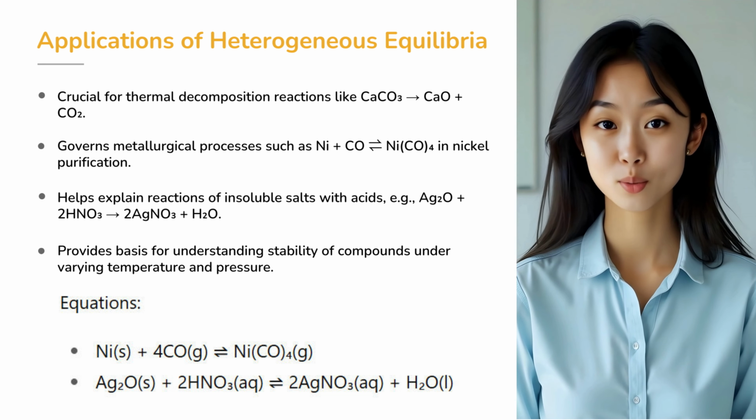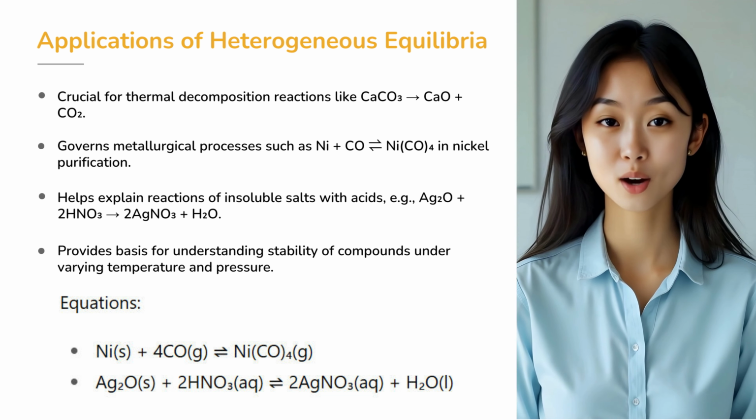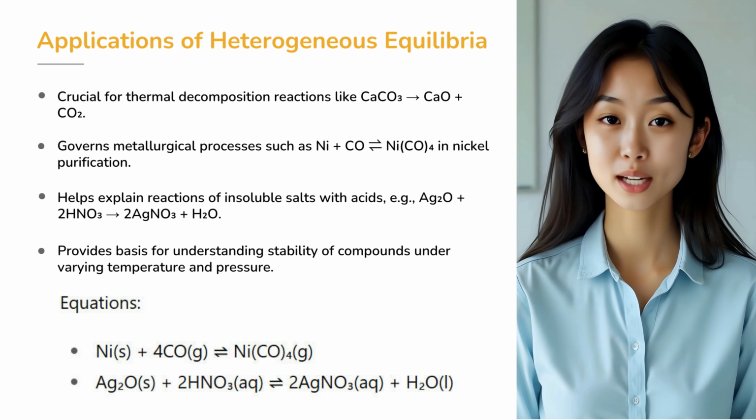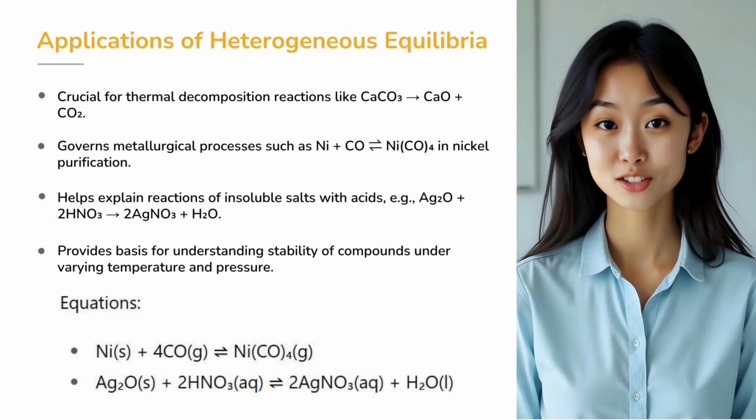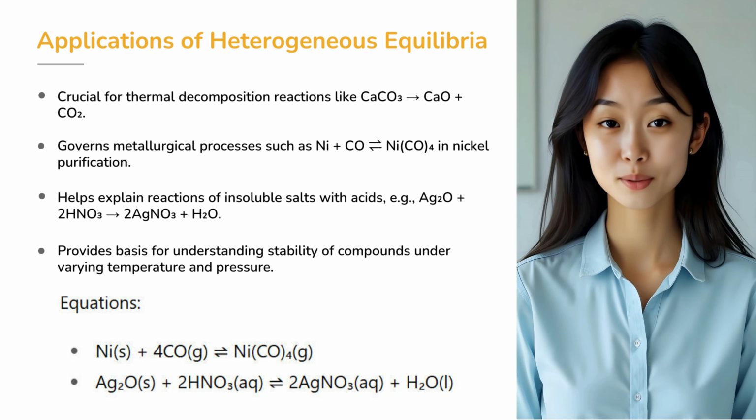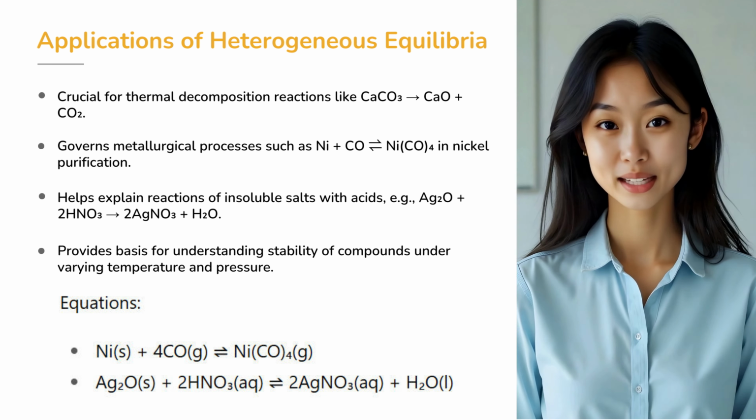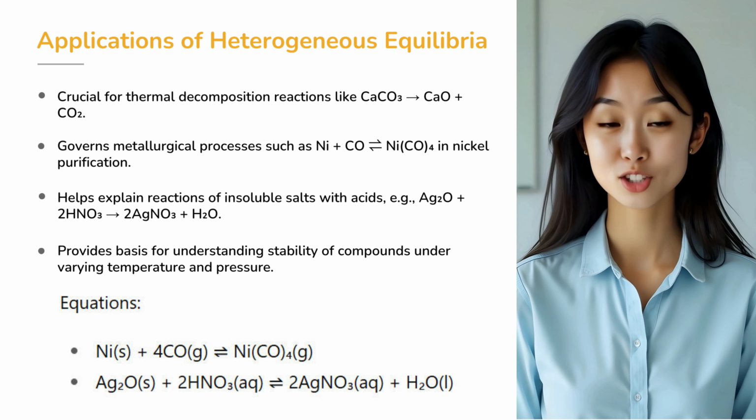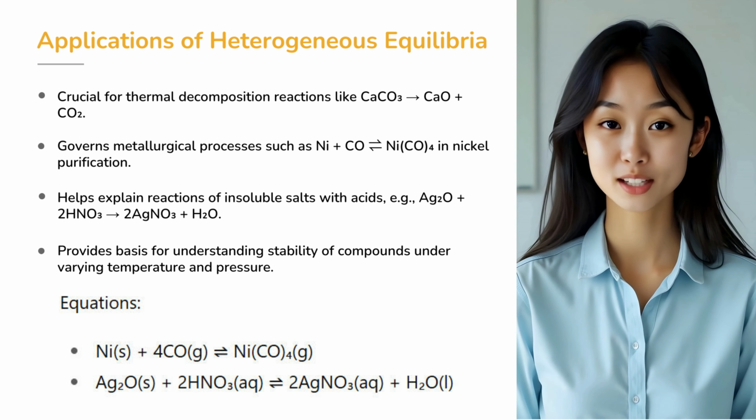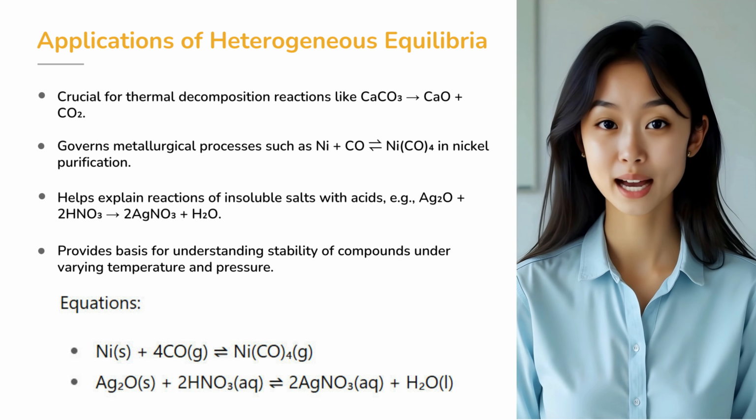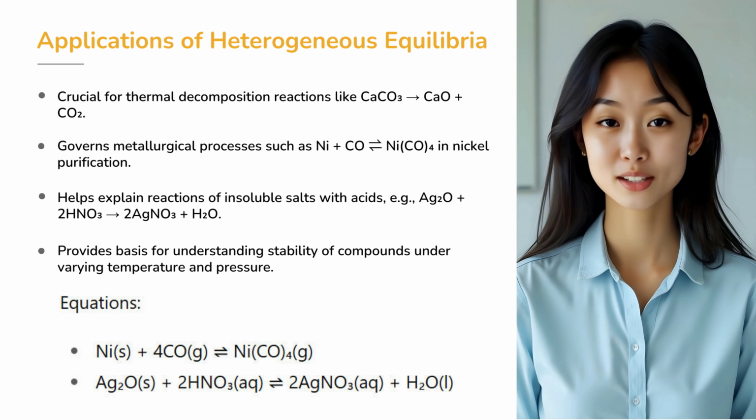Now let's talk about why heterogeneous equilibria are important. They govern thermal decomposition reactions like the breakdown of calcium carbonate into quicklime and carbon dioxide, which is used in cement manufacturing. In metallurgy, the purification of nickel involves the reaction nickel solid plus 4 carbon monoxide gas gives nickel carbonyl gas. Another example is silver oxide reacting with nitric acid, forming silver nitrate solution and water.